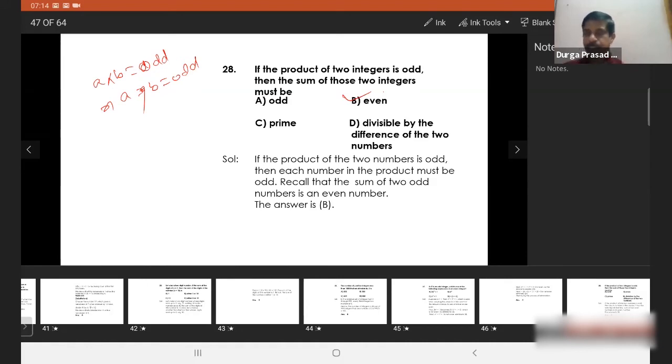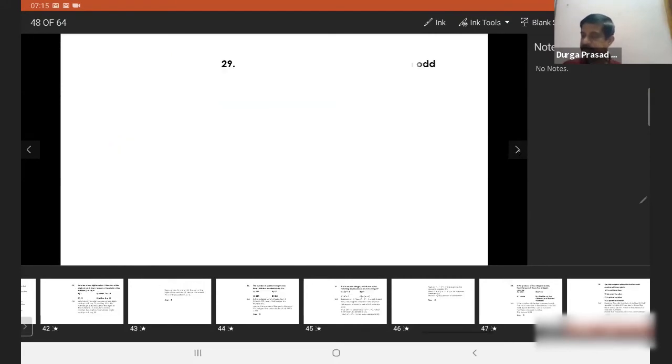Okay. So you have taken screenshot. Let us go to the next question. Here we write sum A plus B is odd plus odd. That is even. Like that. So that is why we are getting option B. Let us go to the next question.